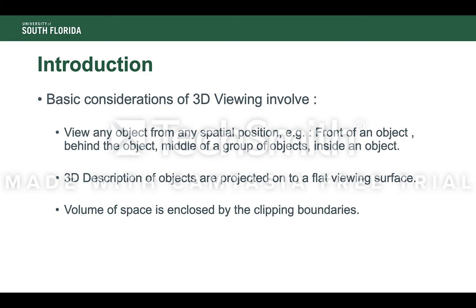When we talk about three-dimensional viewing, there are basic considerations we need to take into account. The first is that we can view any object from any spatial position: in front of an object, inside the object, in the middle of an object, or behind the object. The second is that this 3D description of objects gets projected onto a flat viewing screen. The third is that we use a volume of space to enclose the object, and we introduce the concept of clipping boundaries. These three things are the basis of 3D viewing, and we are going to take a look at each one of them in depth in the coming slides.